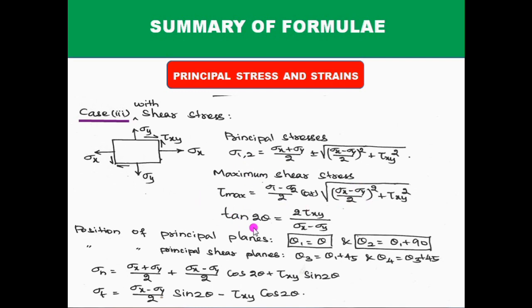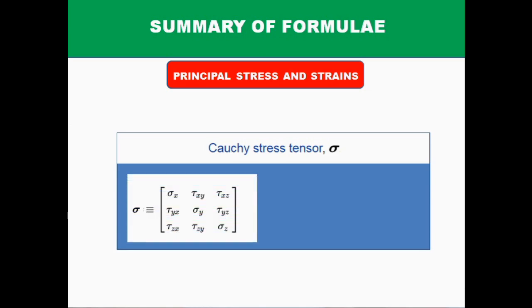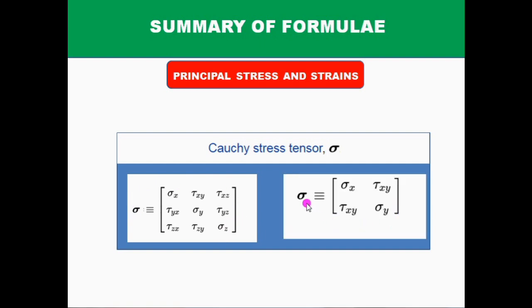Using this angle formula we can calculate the position of principal planes theta 1 and theta 2. Once we know theta 1 and theta 2, we can calculate the position of principal shear planes using these relations. Stress tensor sigma. For a three-dimensional system, the stress tensor is given by this formula. This is the stress tensor for two-dimensional.